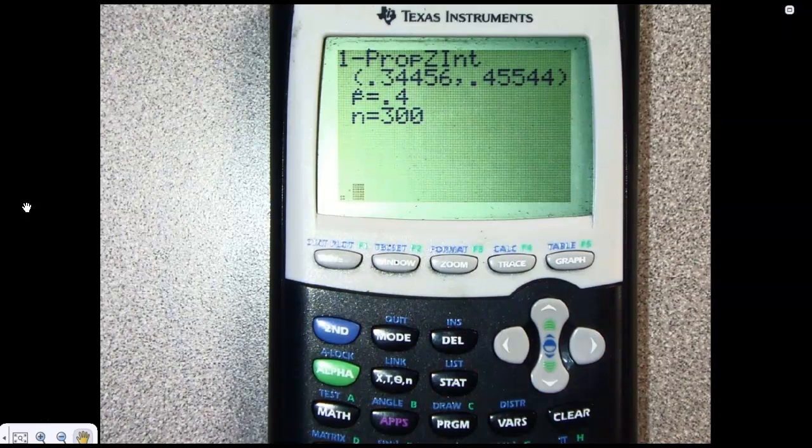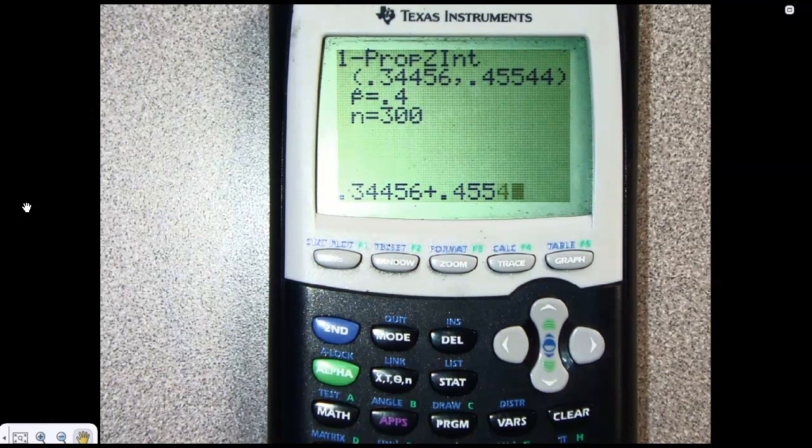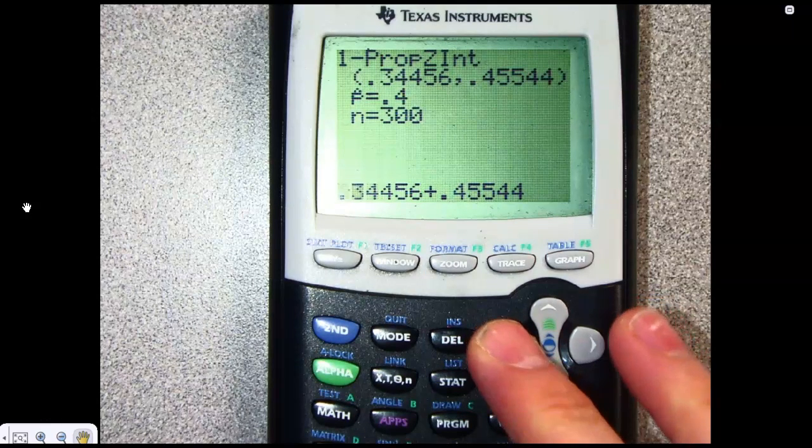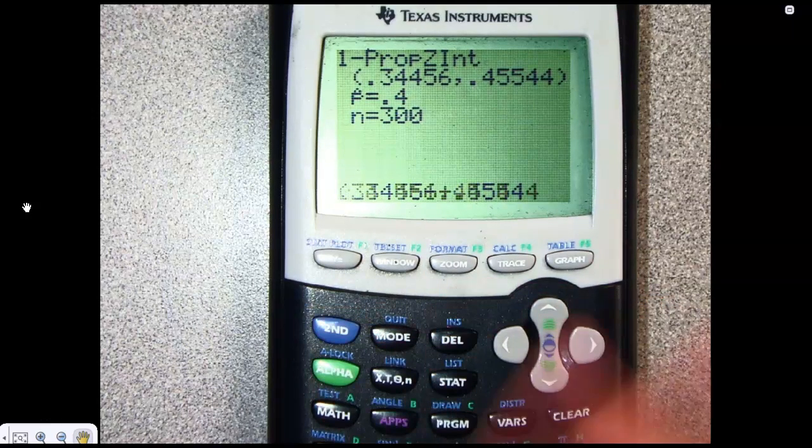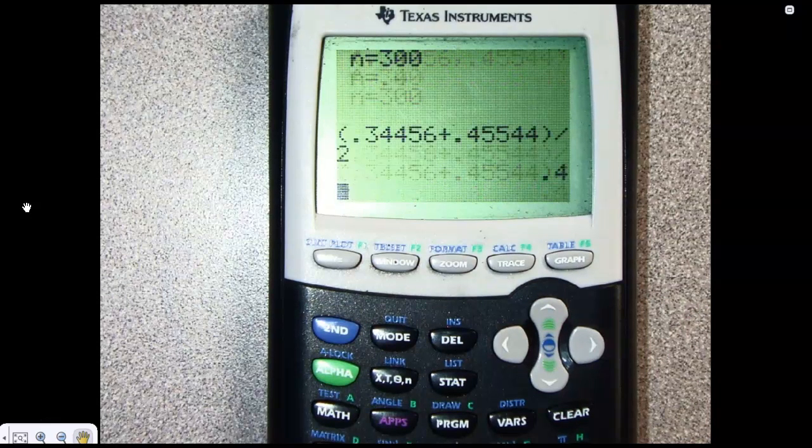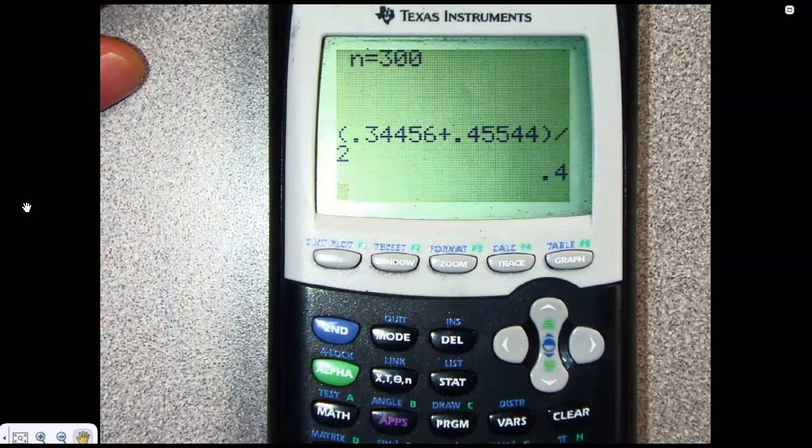So 0.34456 plus 0.45544. I should have put parentheses here. And then divide that by 2. So your point estimate would be, I guess we knew that already, didn't we? The point estimate was 0.4. That was kind of dumb of me.